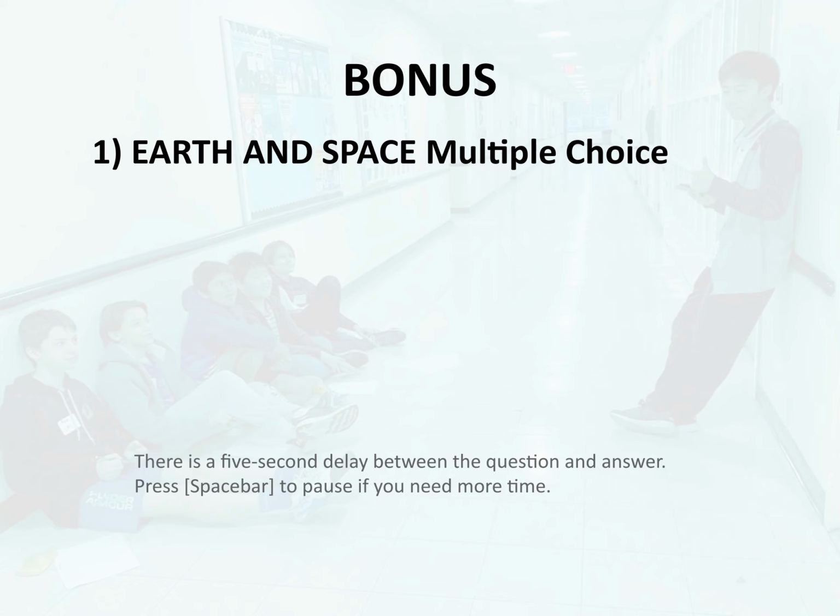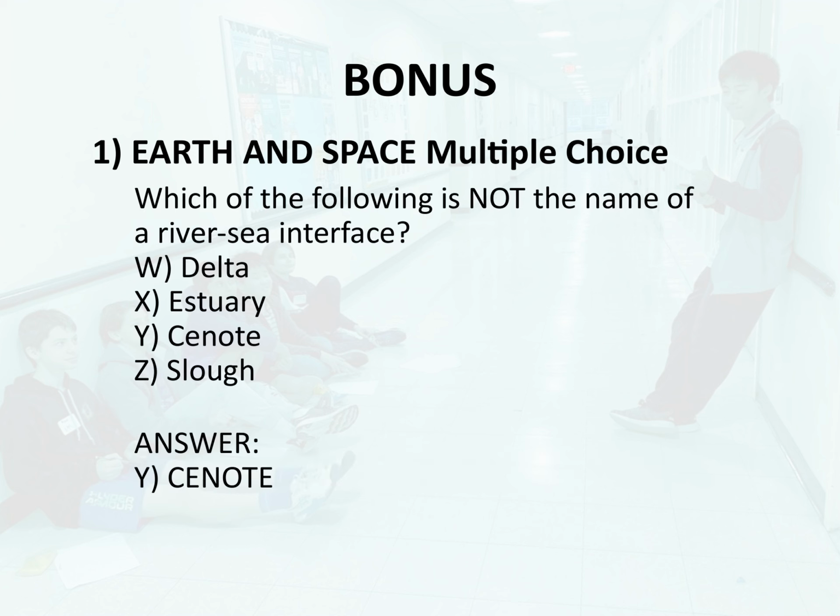Bonus 1. Earth and space. Multiple choice. Which of the following is not the name of a river-sea interface? W. Delta, X. Estuary, Y. Cenote, Z. Slough. Answer: Y. Cenote.